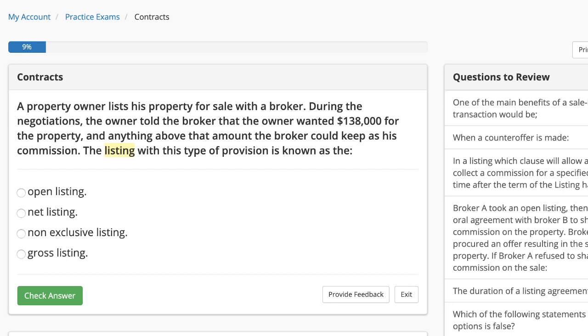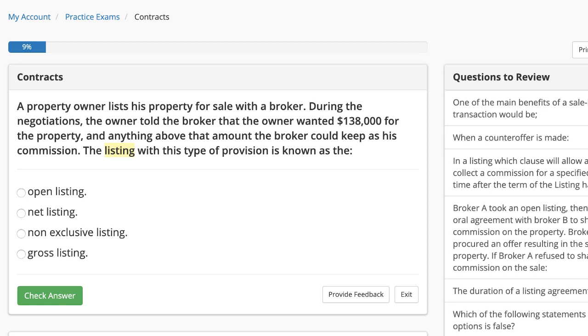All right. A property owner lists his property for sale with a broker. During the negotiations, the owner told the broker that the owner wanted $138,000 for the property. And anything above that amount, the broker could keep as his commission. This listing with this type of provision is called A, open listing, B, net listing, C, non-exclusive listing, or D, gross listing. And I'll read it again.